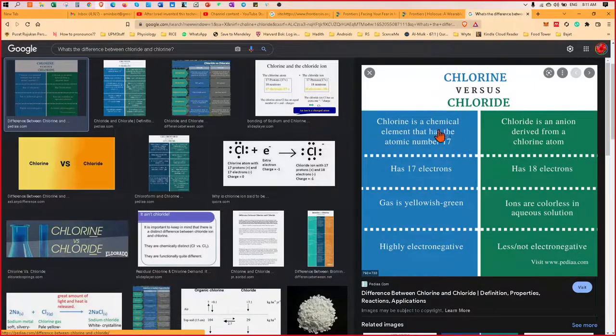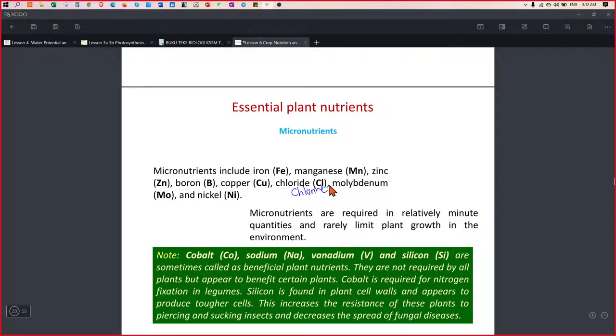Okay, chlorine, it's the element. Chloride is an anion. This one has the charge, the minus one. So some nomenclature can be confusing. I can understand that, but please bear in mind, they might sound alike, but chemically they act differently. Chlorine is the element that you see on the periodic table of elements. Chloride is what the plants absorb. So please get your terminologies correct.